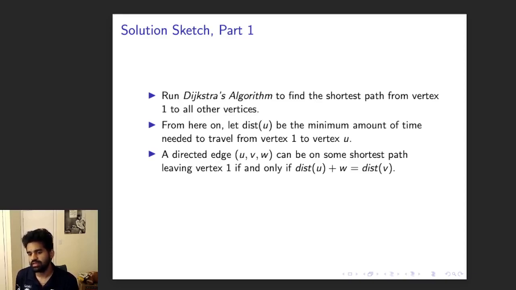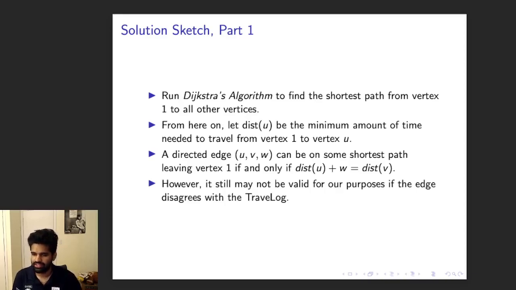Okay, so given this, we can filter out our edges and only include edges that appear on some shortest path. However, this isn't quite sufficient because we don't just know that Bob took a shortest path. We also have all of the travel log information to deal with. So how can we incorporate that?